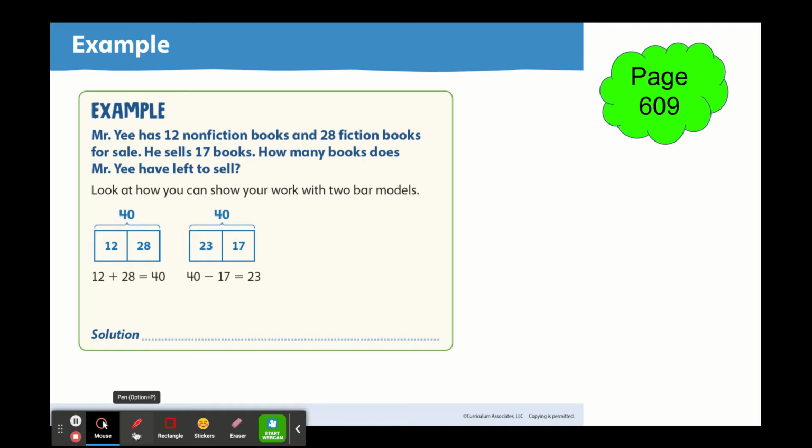So, guys, for our solution, and I want you to put this on page 609 of your book, it is 40 minus 17 equals 23. All right. Copy this, my friends. Put it on page 609.